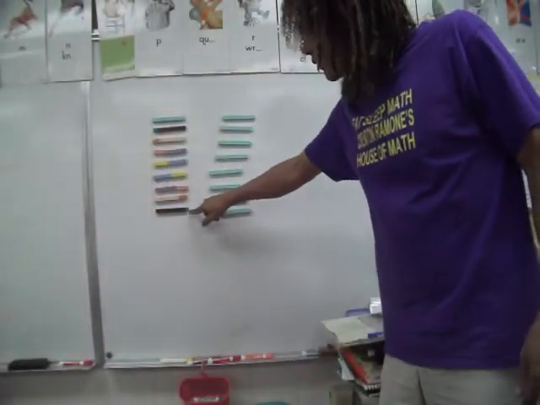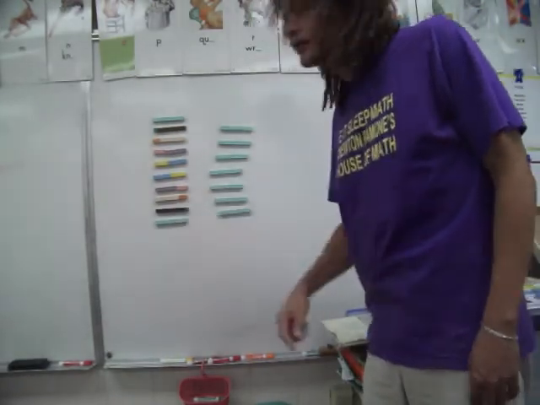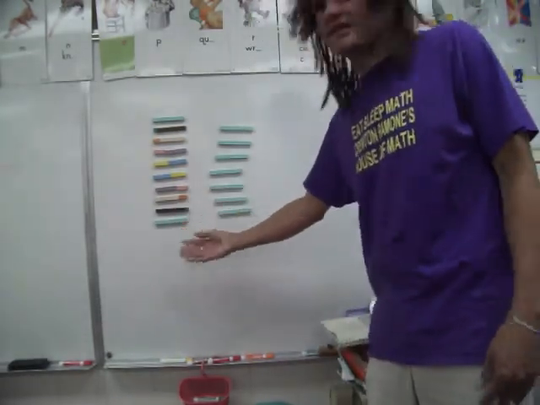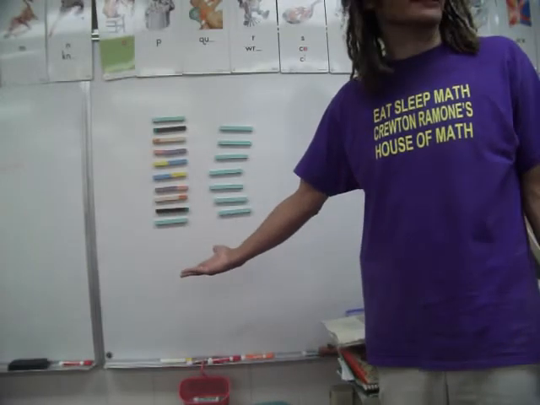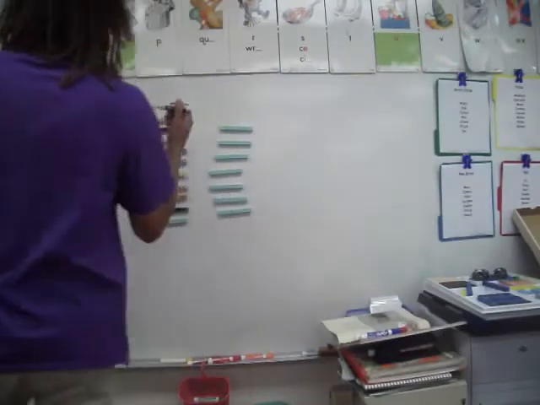What does 1 need to be 10? 9. There it is. And then if I went to the next one, 9 doesn't need anything to be 9, does it? Right? 9 and 0. 9 plus 0. Right.